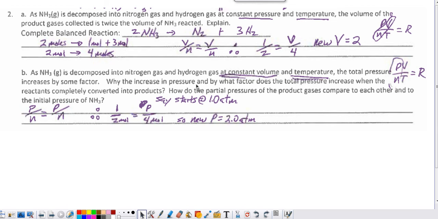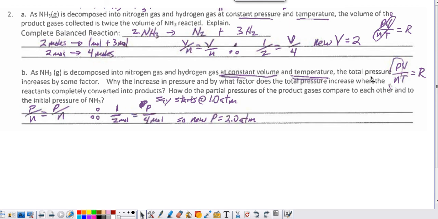Why the increase in pressure, and by what factor does the total pressure increase when the reactants are completely converted into products? Again, we're going from 2 moles to 4 moles, so I put 2 and 4 in for the n's, and I said, let's say that it starts at 1 atmosphere. So if it started at 1 atmosphere and the moles doubled, the pressure should double. Whatever the original pressure was, it would double. So it's not actually 2 atmospheres, it's twice the original, whatever it might be.